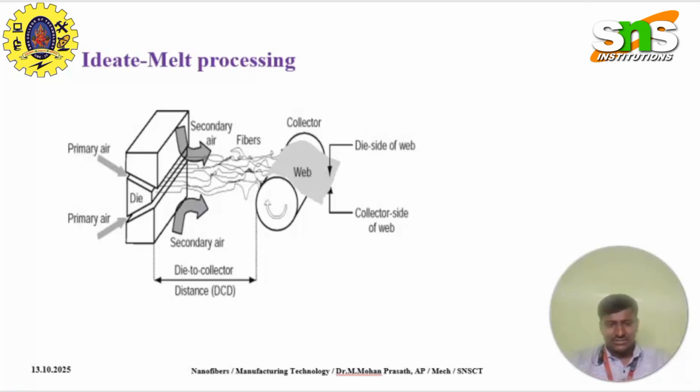The schematic representation is clearly shown in the figure. Here, the figure consists of two dies, an upper die and a lower die. In between the dies, the polymer is crushed, and on the other side it is extruded. At the side of the extruder, hot flowing air is passed over the extruded material, which converts it into nanofibers, and finally it is collected on the collector drum in the form of nanofibers.